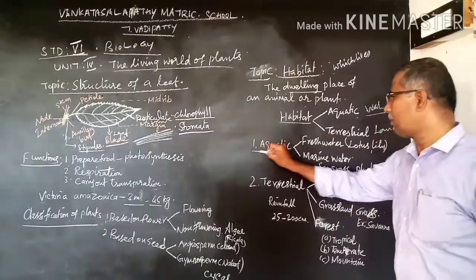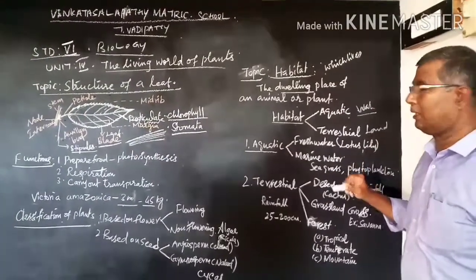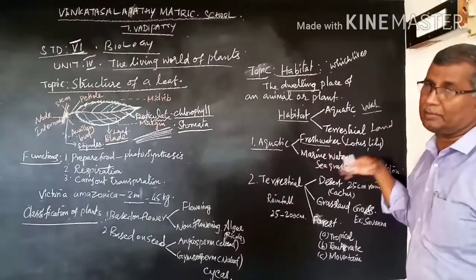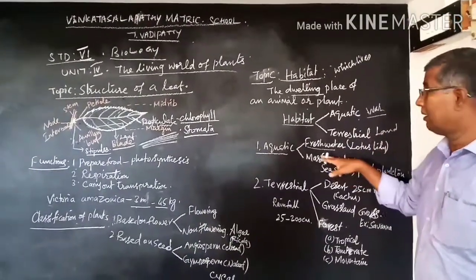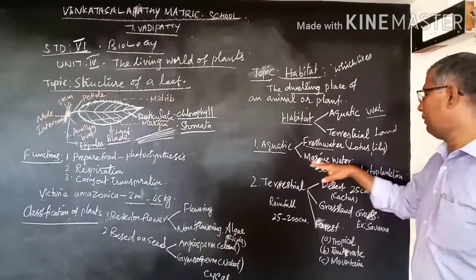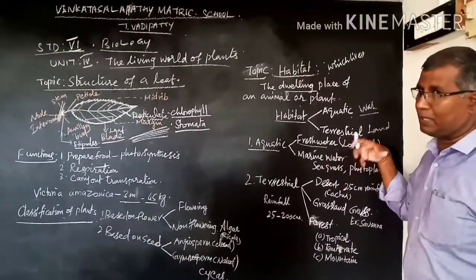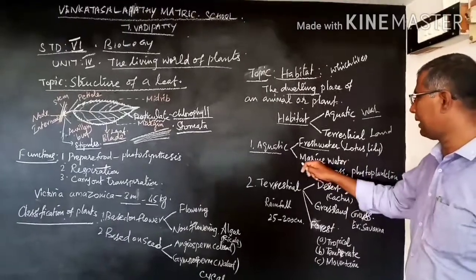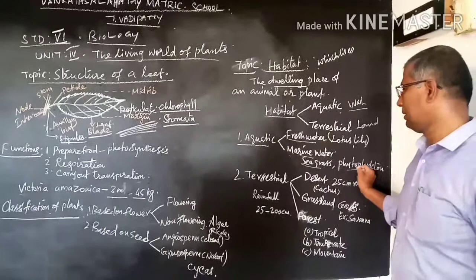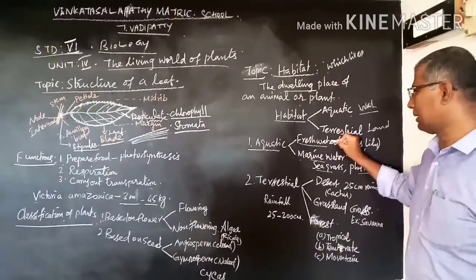Further, the aquatic habitat is classified into freshwater and marine water. Freshwater means water that contains no salt, free from salt. Example, lotus and lily. Marine water means water with much salt. Examples are seagrass and phytoplankton. These are the two main habitats in aquatic.